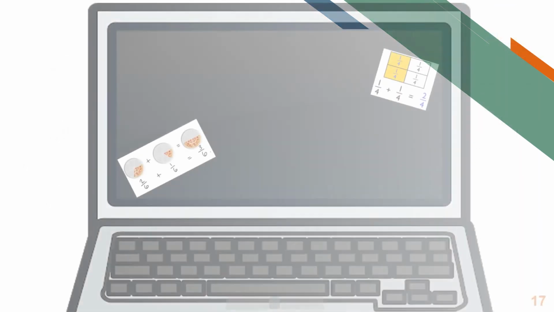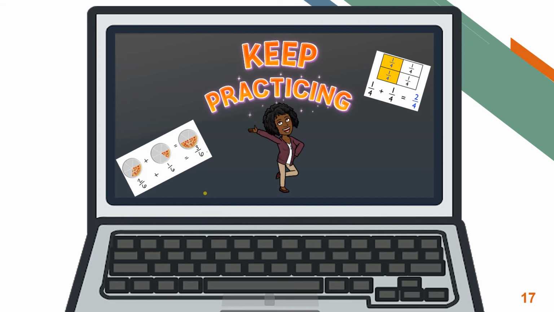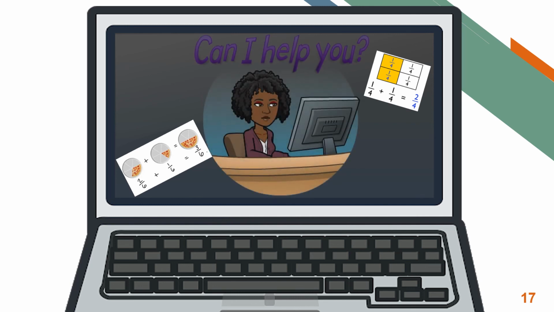To practice this concept, you can make up your own problems. Remember, you can draw a model to help you. Ask an adult or a teacher if you need help.